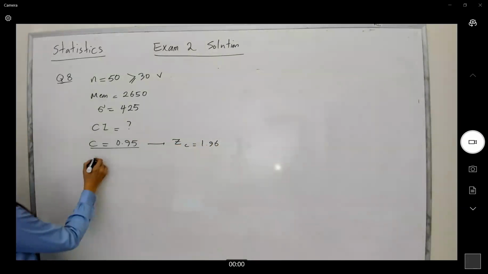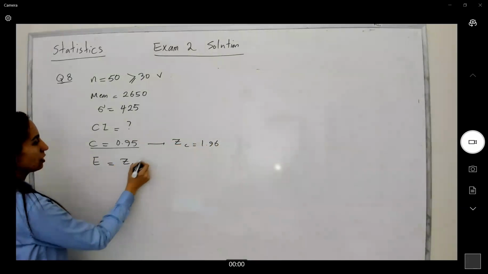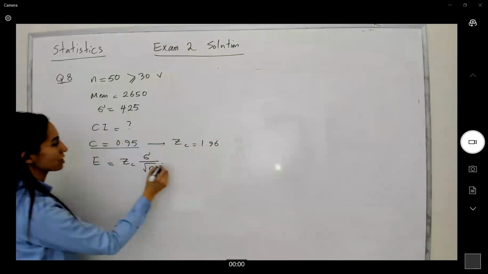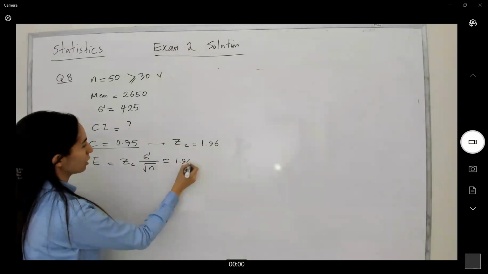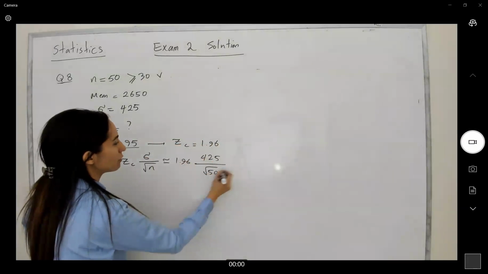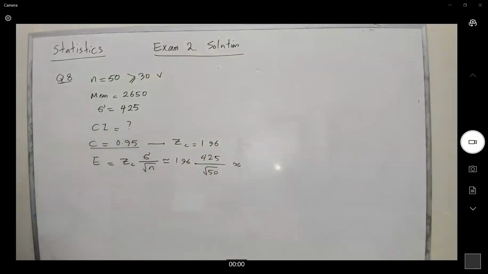Very well. So to find the margin of error, we have ZC times sigma over square root of n. Remember that the standard deviation of the population is given to us. So approximately 1.96 times 425 divided by square root of 50. What do you have approximately? What is the margin of error? $117.8. Thank you, Myra. Thank you, Selena. Excellent.